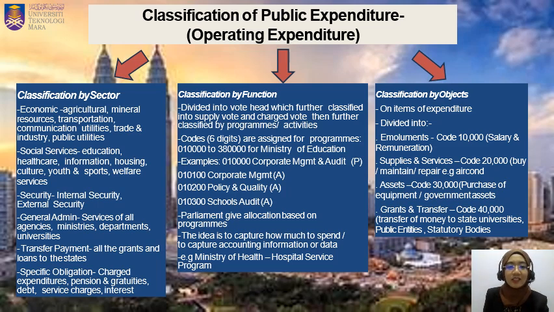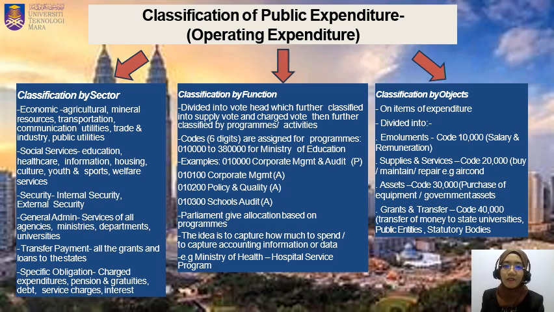This one is actually in Article 98, where all the expenditure has already been charged. Every year, the government already charges under Article 98 to pay all these salaries. So these are classification by sector.